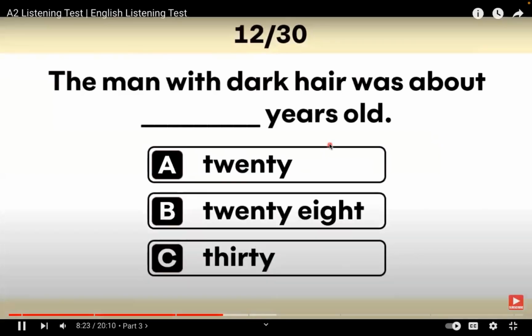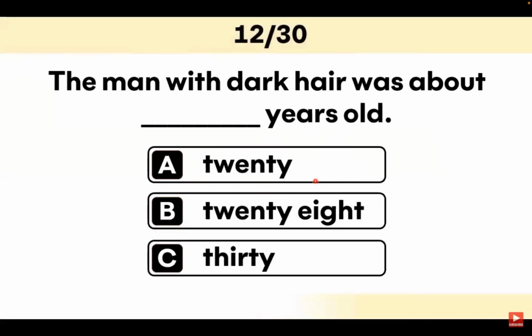The man with the dark hair was about 20 years old, 28, 30? A. 30. It's A. 20. Okay, we have A and C. Let's see who's wrong and who's right. Very good. A, 20.